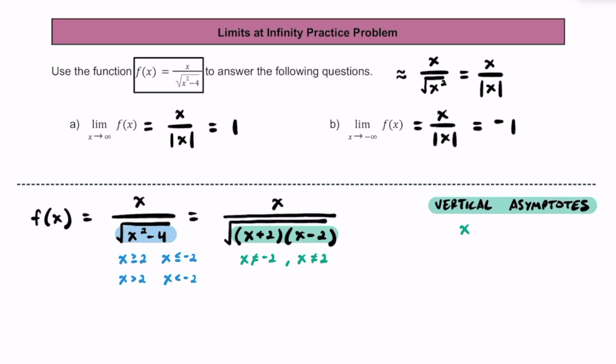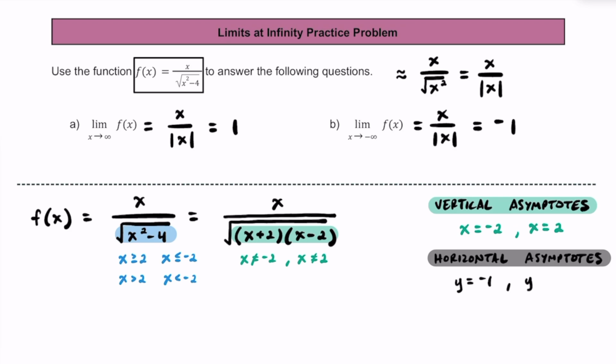And so from this, we know that there are going to be two vertical asymptotes at x equals -2, as well as x equals +2. Now, as for our horizontal asymptotes, we actually know a couple of those from our limits earlier. One of them is going to be y equals -1, and the other one is going to be y equals +1.